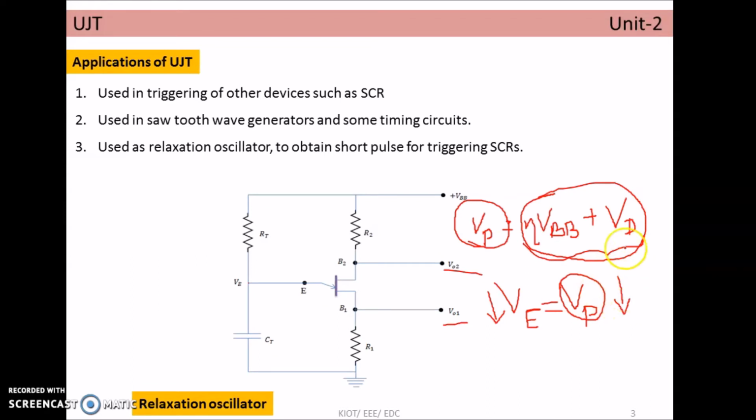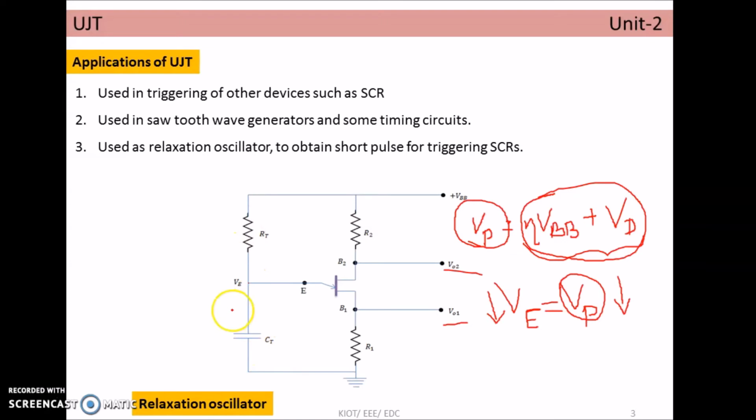Once the emitter voltage is less than this voltage, the reverse bias will be more pronounced with respect to the UJT, and the UJT is said to be turned off. If it is turned off, it simply acts as an open switch. Now we get the output V02 as a high value with respect to VBB. Whatever current comes through this VBB again charges the capacitor.